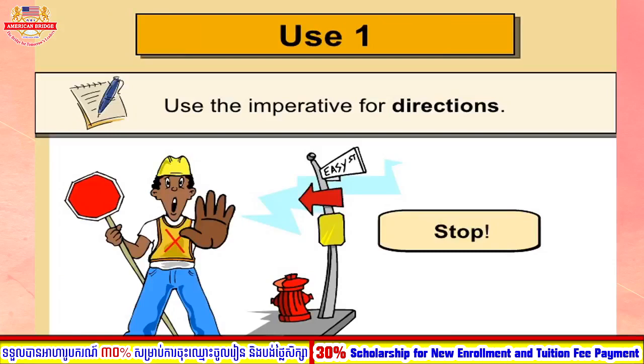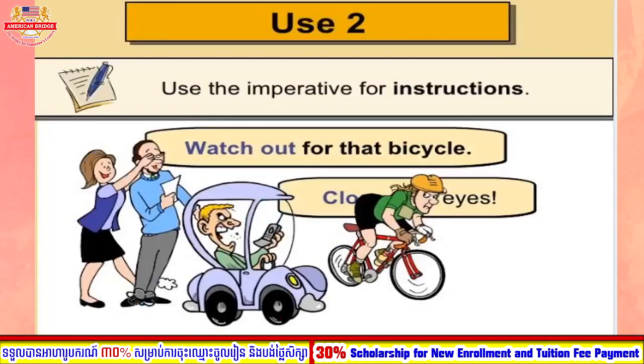This one is the rule for when we use the imperative. We use the imperative for direction, to give direction like stop, go straight, turn left, turn right, or go around. We use this with direction, as you can see in this picture where they put a stop sign. Now let's move to the next one.